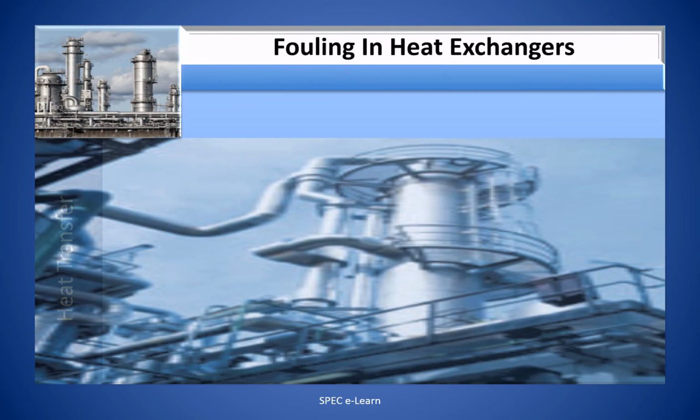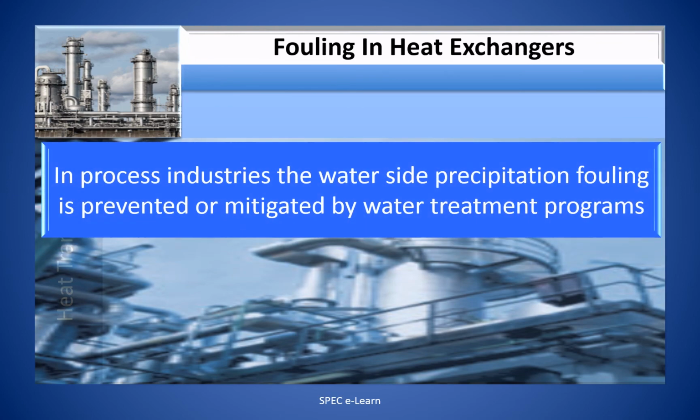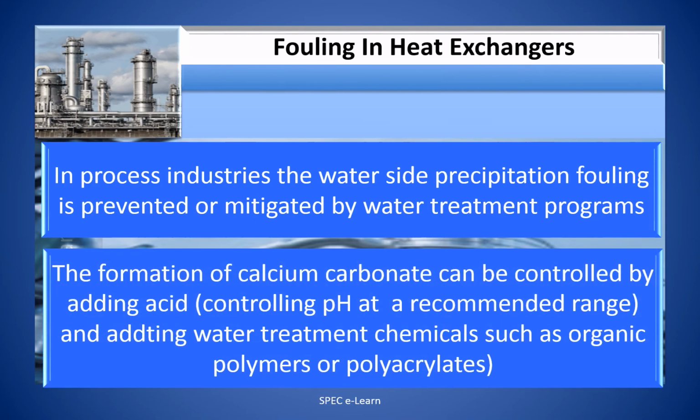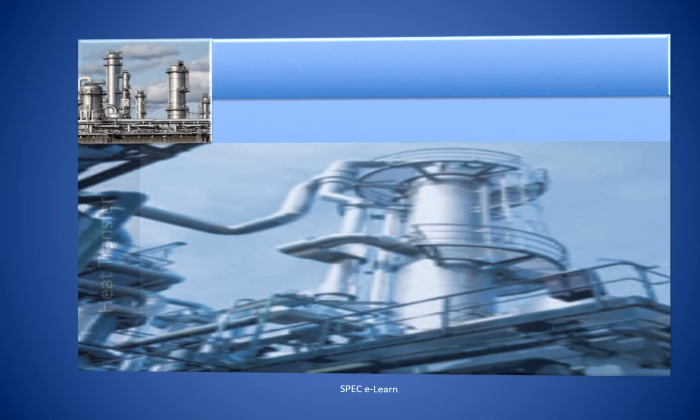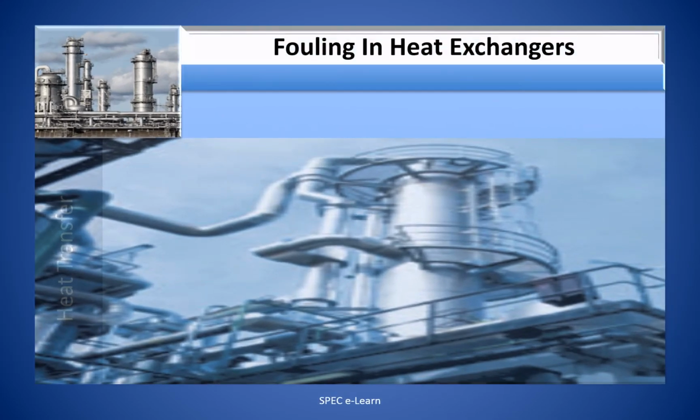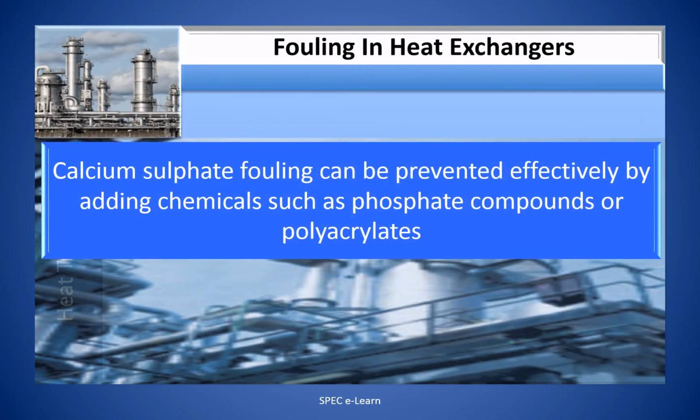In process industries, the water side precipitation fouling is prevented or mitigated by water treatment programs. The formation of calcium carbonate can be controlled by adding acid, that is controlling pH at a recommended value, and adding water treatment chemicals such as organic polymers and polyacrylates. Calcium sulfate fouling can be prevented effectively by adding chemicals such as phosphate compounds or polyacrylates.